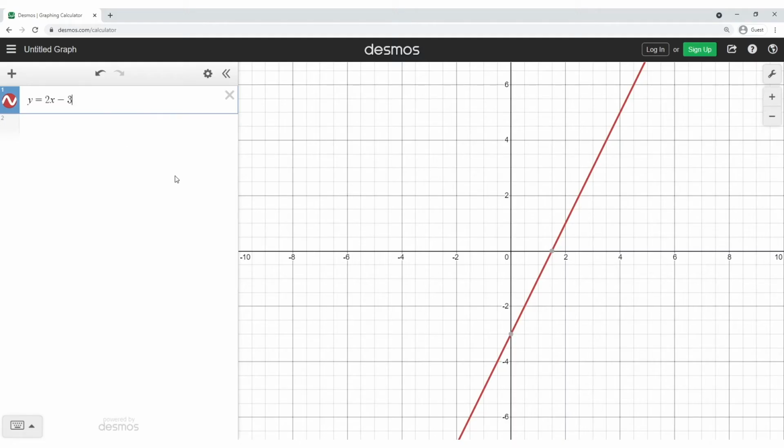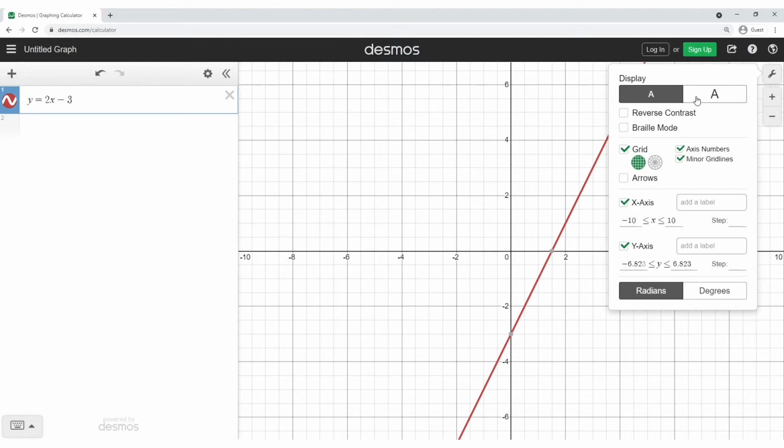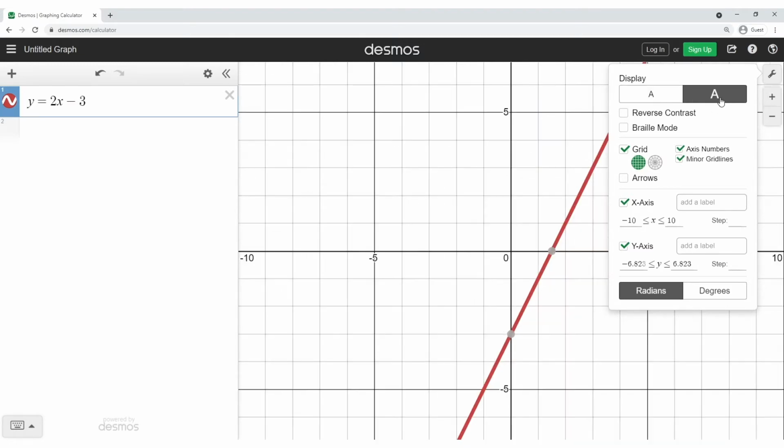So we got 2x minus 3, and you can see our nice little equation here. In fact, let me go ahead and change this to, oh, that's interesting. It used to be projector mode. Now it's just big A mode, and that's just going to make everything bigger.